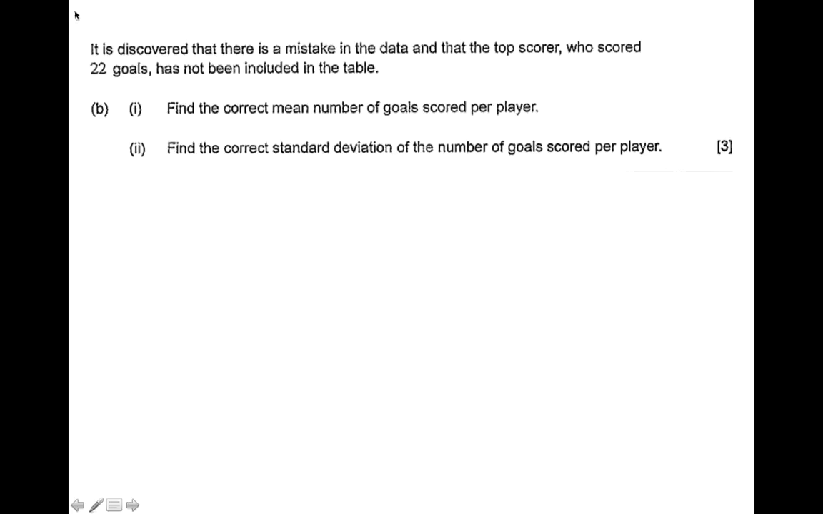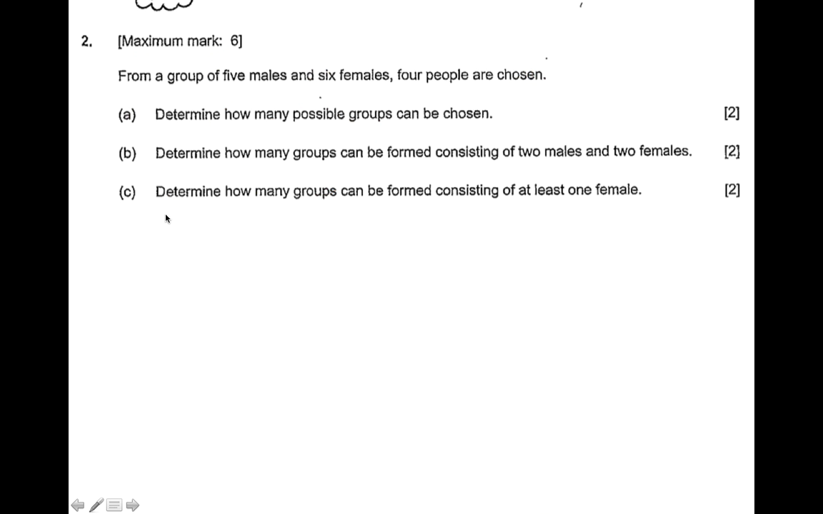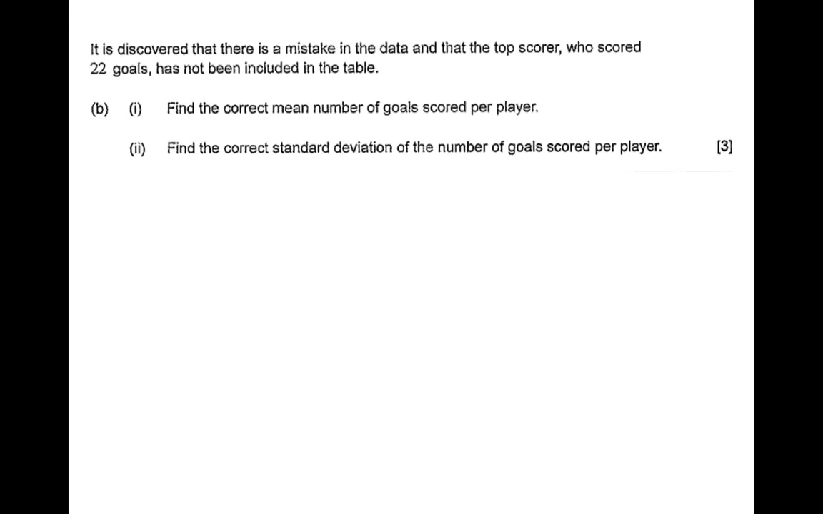So down here, let's just transfer our information that we've got so far. 20 players and 39 goals. And it says there the top scorer, one person, scored 22 goals. So the extra player, and they scored 22 goals, so 30, 40, 50, that's 61 goals.